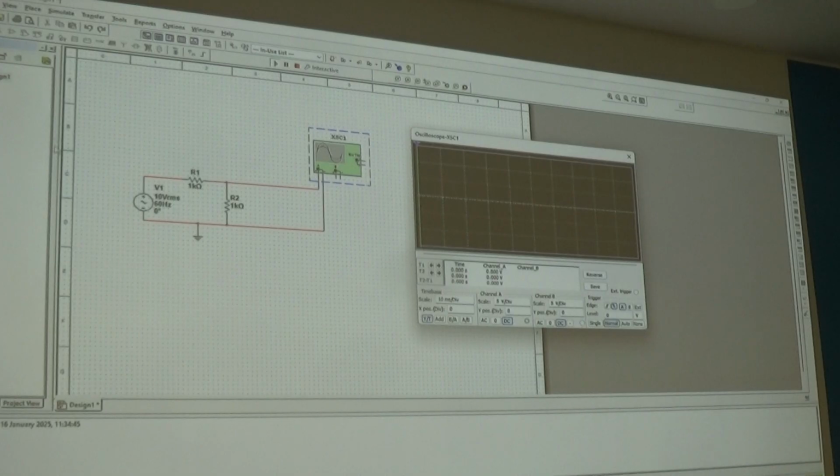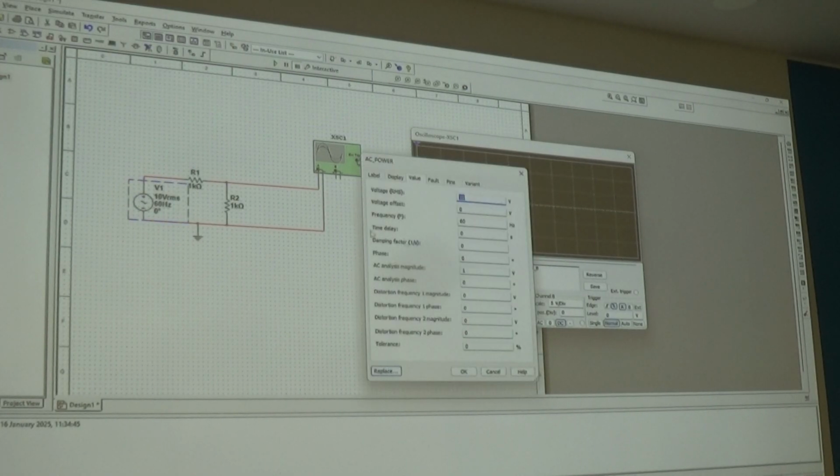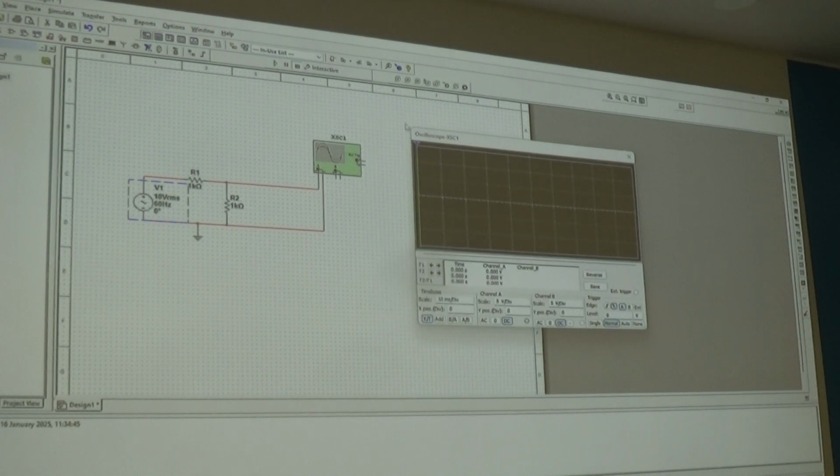But let's just stop that for a second. So if I go in here, can I change that from RMS? No, it won't let me change from RMS. So it's an RMS source, we're just going to have to live with that, unfortunately. Okay. So run it again, there it is, everything's fine.